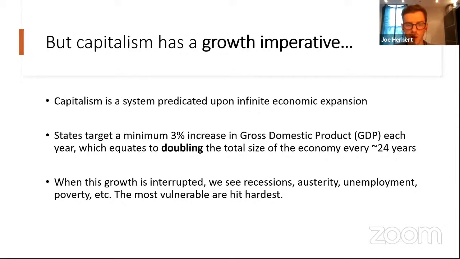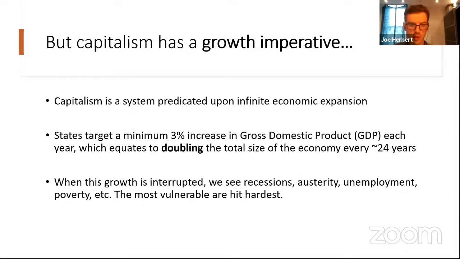So the problem that arises then is that the currently dominant economic system of capitalism has a growth imperative. And by that, I mean it's predicated on infinite economic expansion. With corporations, obviously, there's a pursuit of ever-increasing profits. And then at the level of the nation state, there's a pursuit of GDP growth year upon year. The typical target that states use is for a 3% increase in GDP each year, which doesn't sound like too much, but when you account for this being compound growth year on year, it equates to a doubling of the total size of an economy roughly every 24 years. So that sounds quite striking.